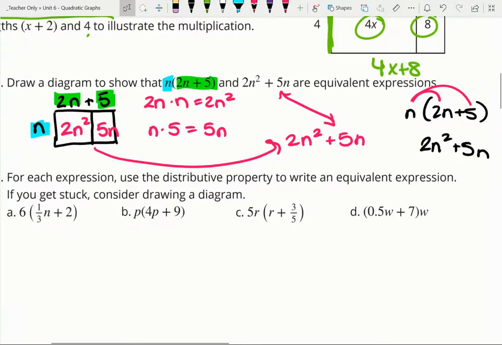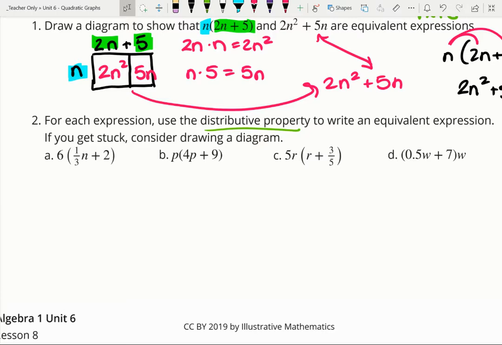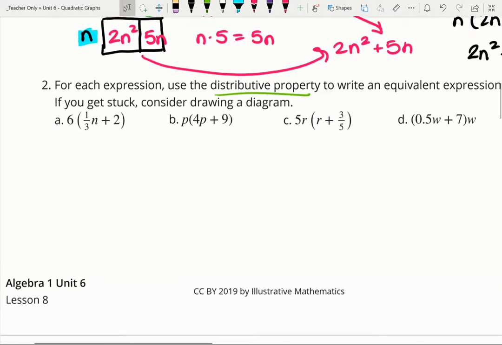So in question 2, you're going to start by just trying the distributive property. And if you get stuck, try a diagram. You get lots of space here. So I would pause the video and try these out on your own and come back when you're ready to check.